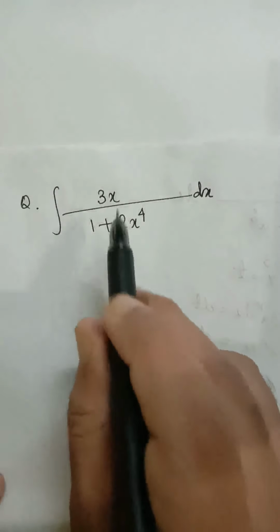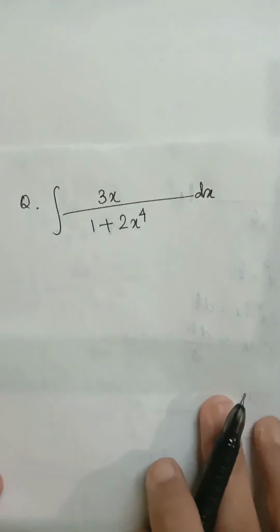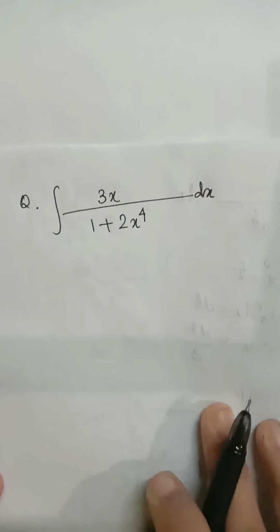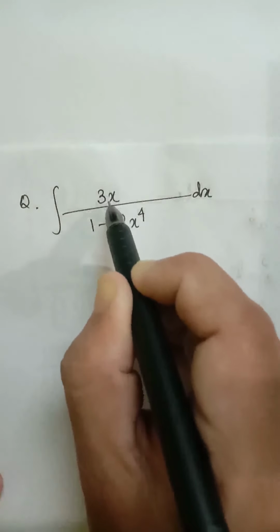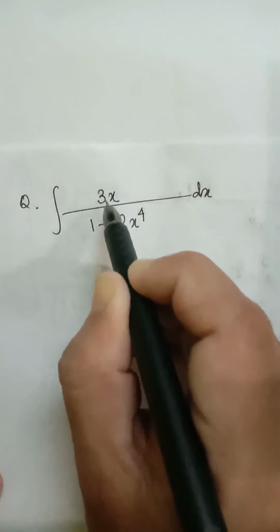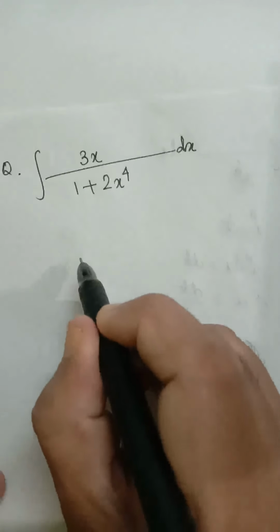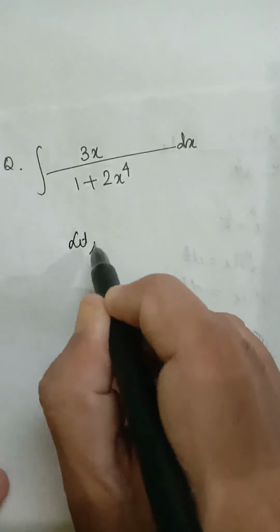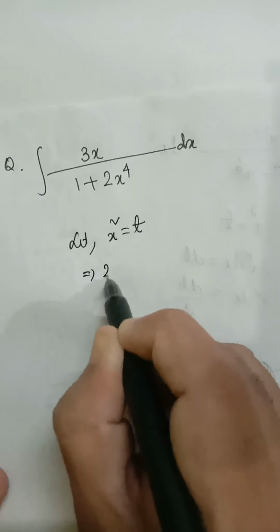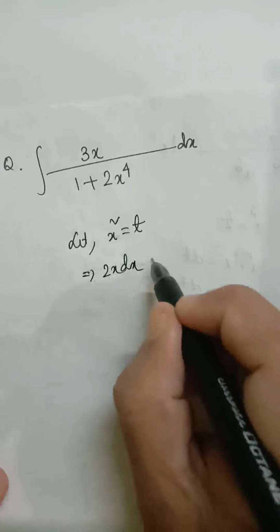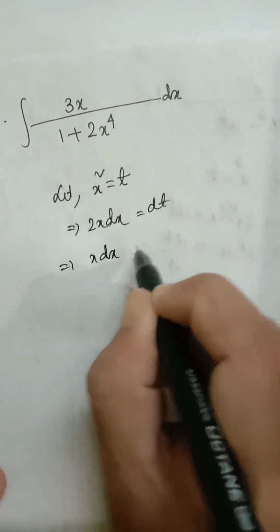Next, to integrate 3x by 1 plus 2x to the power 4. Now you can see in the numerator the power of x is 1. x is the derivative of x square. So what we will do, we will put x square equal to t. So its derivative will be 2x dx is equal to dt, and x dx will be equal to dt by 2.